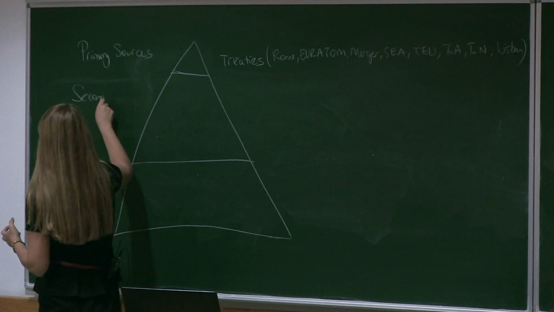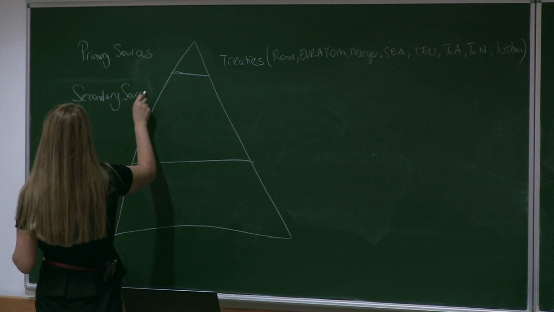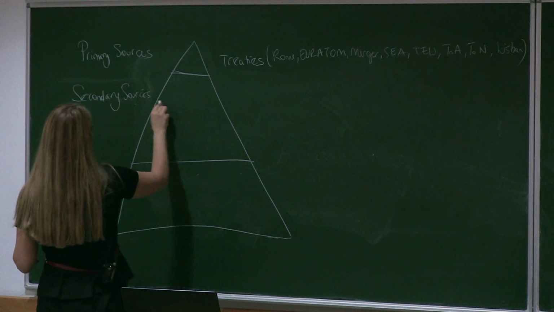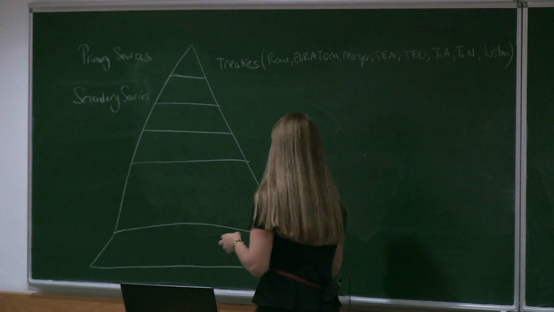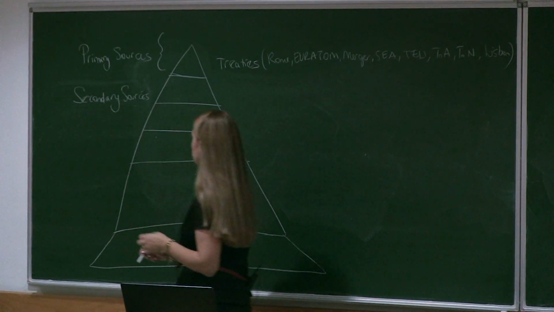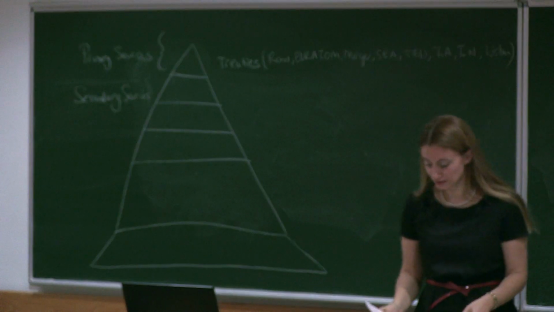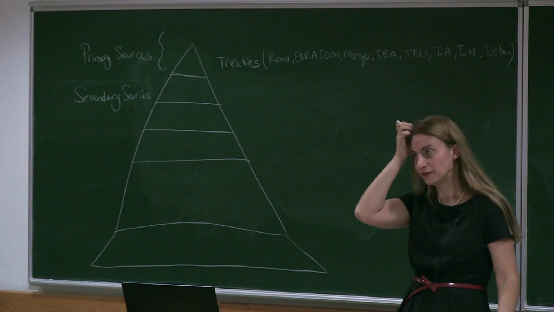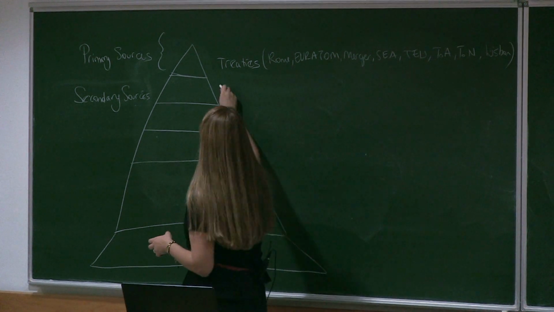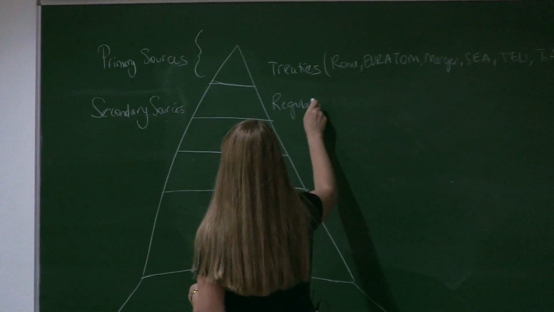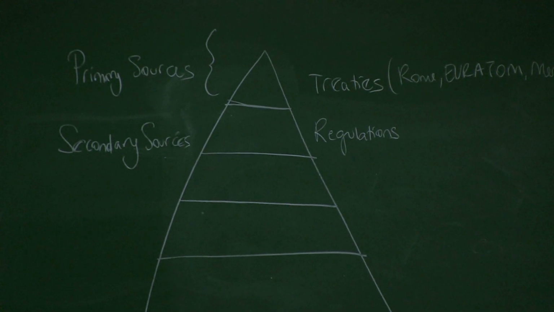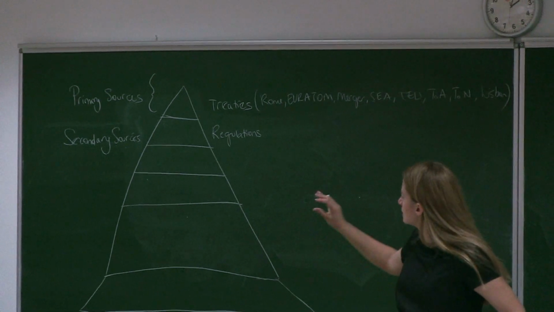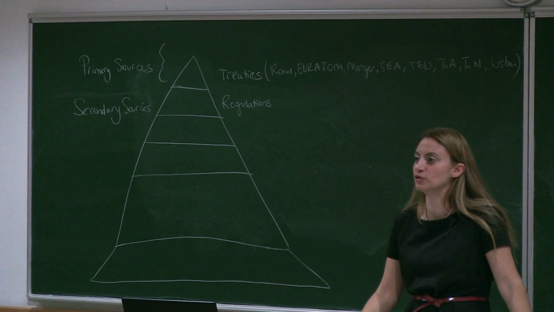And things become a bit more tricky here. So let's have a look. I think I might have to make my pyramid a bit bigger here. Primary sources. And at the second level, what we see as a secondary source is first of all the regulations. So hierarchically speaking, talking about the regulations first. Regulations are the legislation that has been created by the European Union institutions.